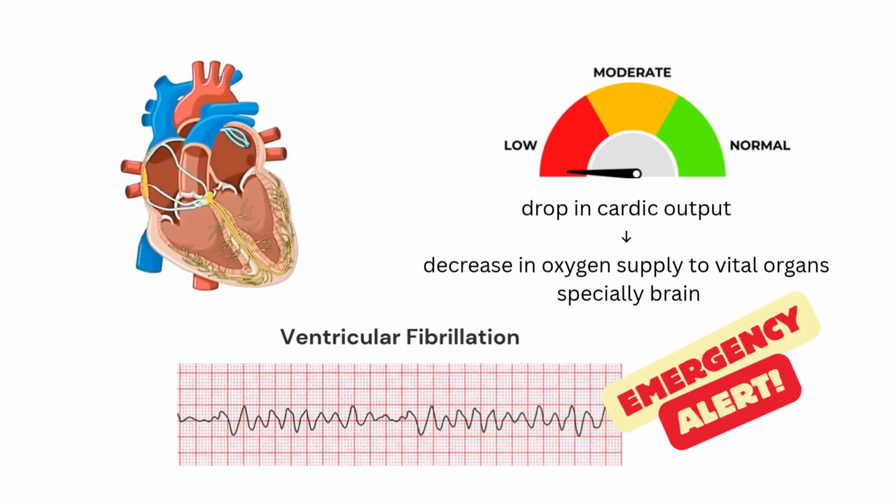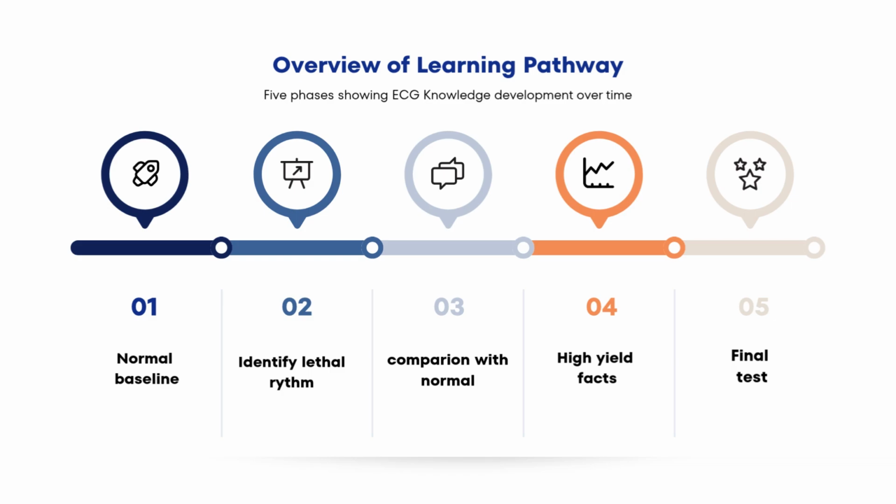So, to make sure you're totally prepared, we're going to cover the normal baseline, identify the lethal villain rhythms, compare them side by side in a cheat sheet table, drill down on the high-yield facts you've got to memorize, and finish up with a final pulse to test your readiness.